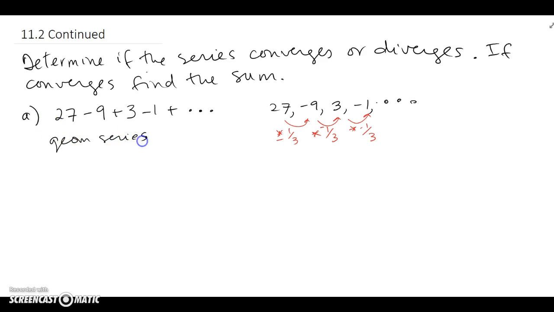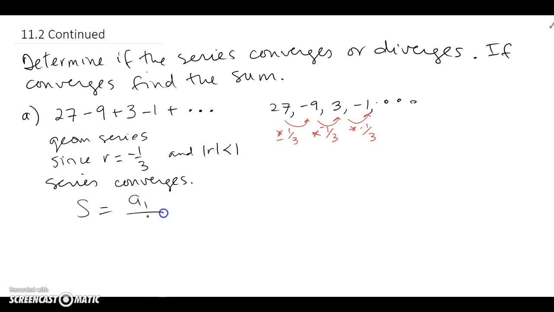It didn't say to put it in summation notation or anything, so all I have to do is say whether it converges or diverges. And since r is equal to -1/3 and in absolute value less than 1, I can say the series converges, because if the common ratio is less than 1 in absolute value, it's automatically going to converge. And we actually have a formula we found for finding that sum. So the sum of this series will be the first term over 1 minus r, because it said that once you determine that it converges, find the sum as well.